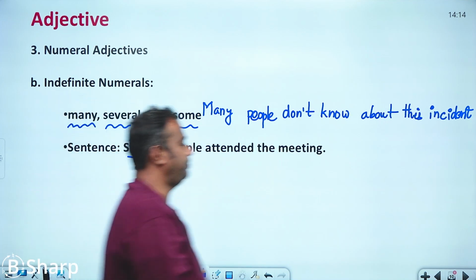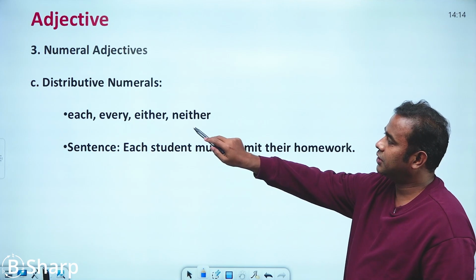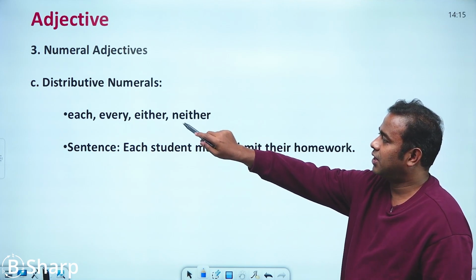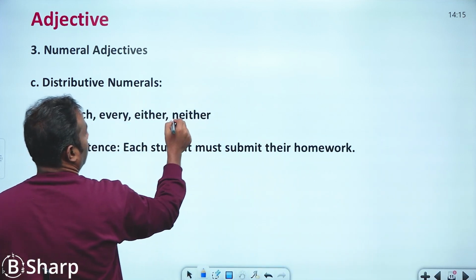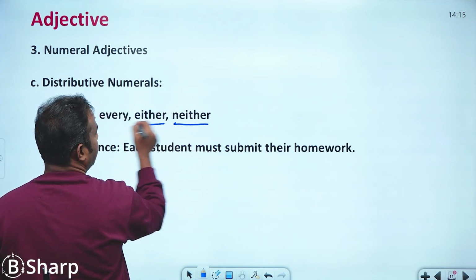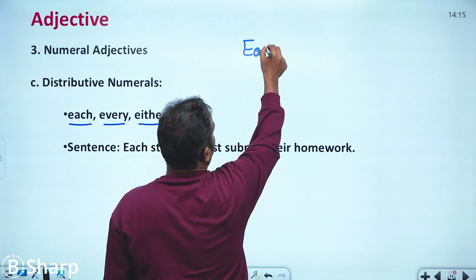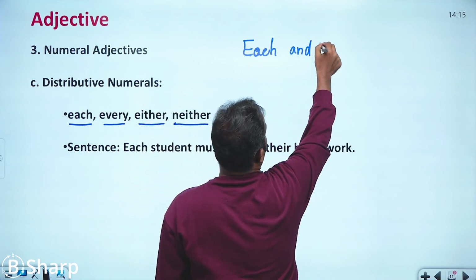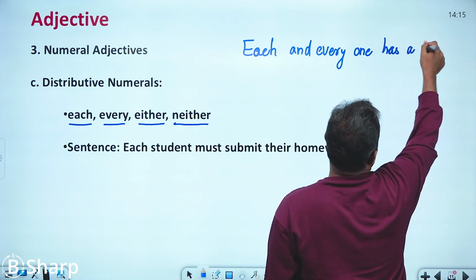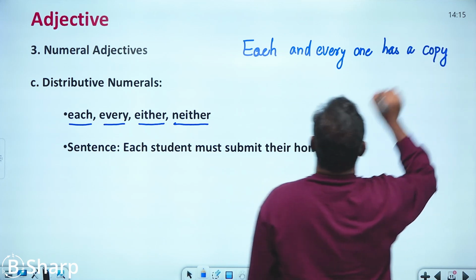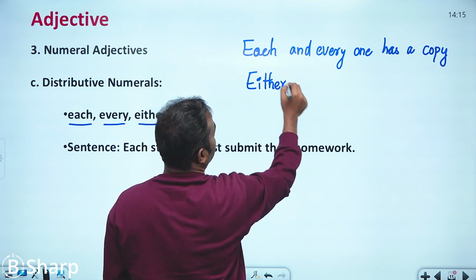Likewise, then distributive numerals. What are distributive numerals? The numeral adjectives are each, every, either, neither. You will get into these again in the picture. Right now what you have to understand is that each and every one has a copy. And whenever you use either, you have to use "or" also.